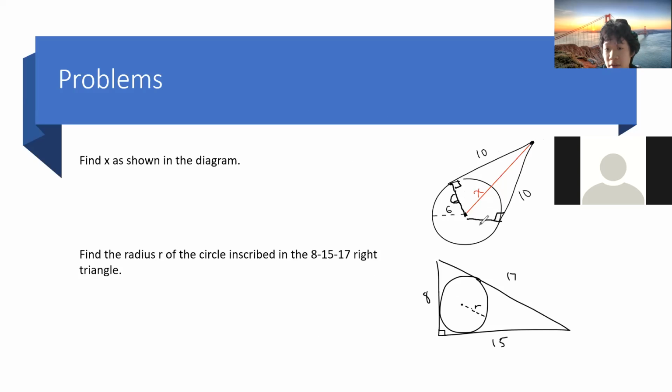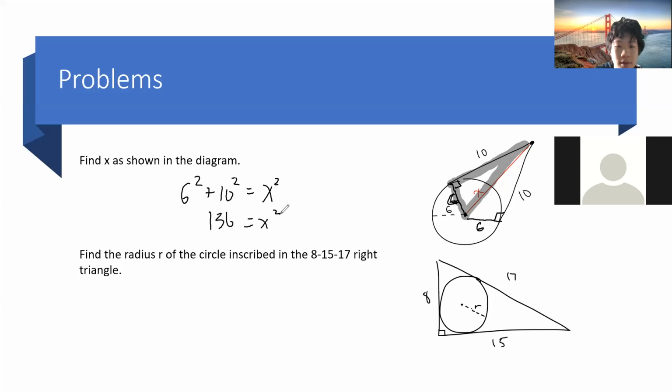And if you can see here, we've got right triangles. Let me use the highlighter. This is a right triangle because it's got a right angle, right? It's a right triangle with legs of length 6 and 10 with the hypotenuse of length x. So we're going to use the Pythagorean theorem. It's going to be 6 squared plus 10 squared equals x squared. It's going to be 136 equals x squared. So x is going to be the square root of 136.